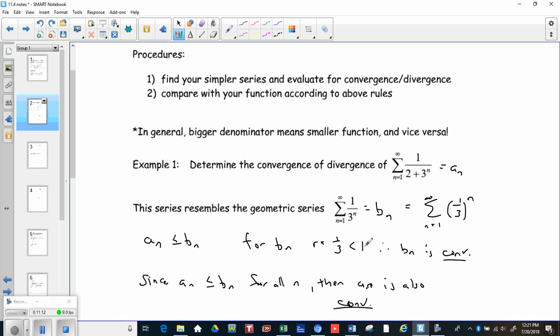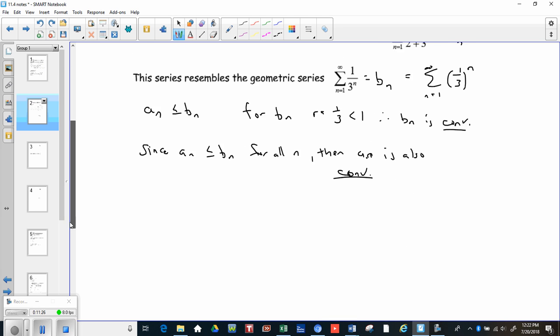All right, hopefully that makes sense. The hardest part here is I gave this to you in this case. It's going to be trying to figure this part out right here. What am I going to compare my original series to? That's going to be the most difficult part. All right, let's take a look at another example.